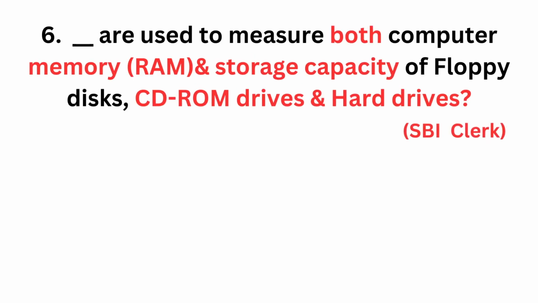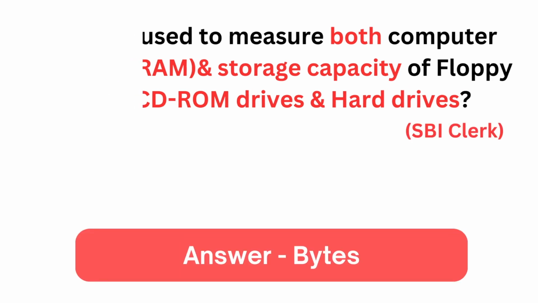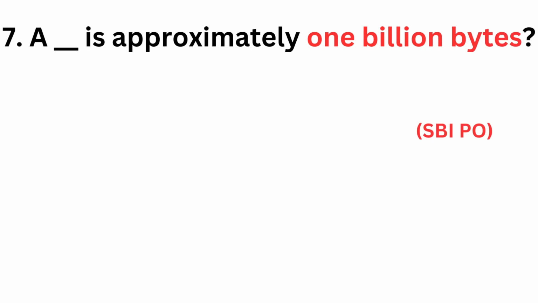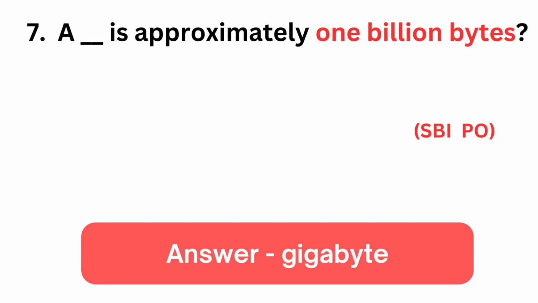What are used to measure both computer memory, RAM, and storage capacity of floppy disk, CD-ROM drives and hard drives? Bytes. What is approximately 1 billion bytes? Gigabytes.